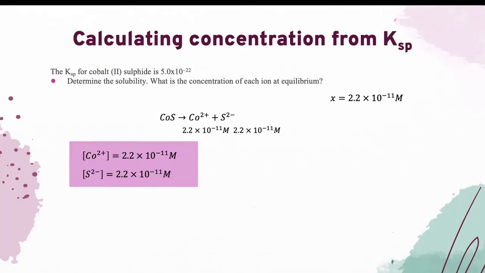And this slide just has the same numbers written differently and in a smaller font. And I just put my final answers here and highlighted them. You always want to write concentration with brackets. So we have concentration of cobalt 2 plus and concentration of S2 minus are 2.2 times 10 to the negative 11th molar. So hopefully you see how those two examples are essentially inverses of each other. One is using solubility to find KSP, and the other one is using KSP to find solubility.